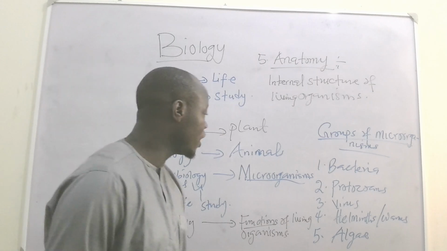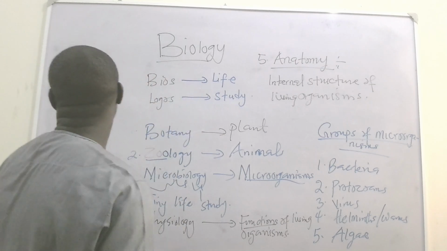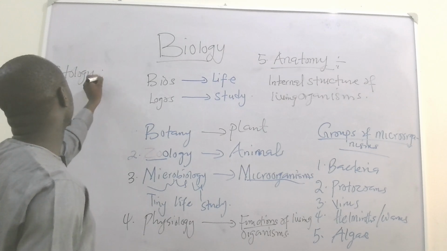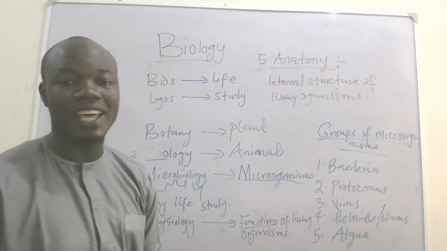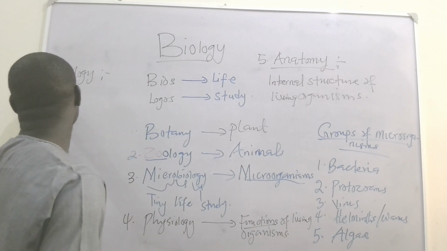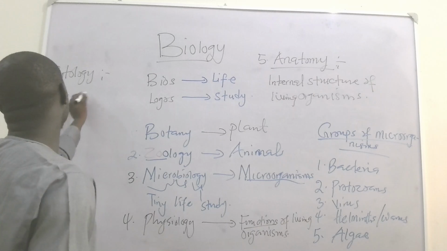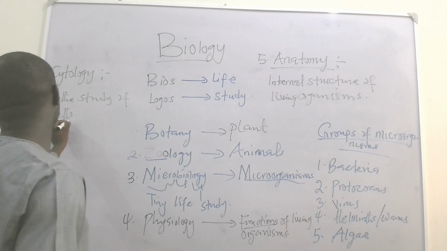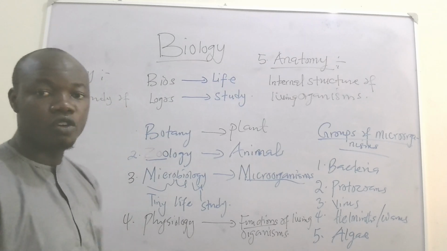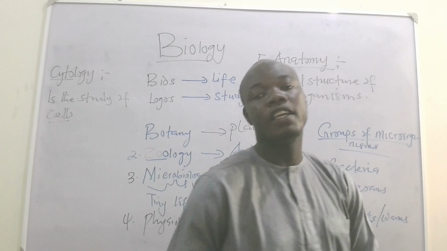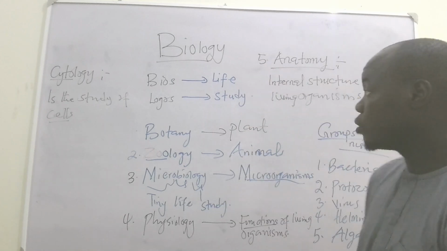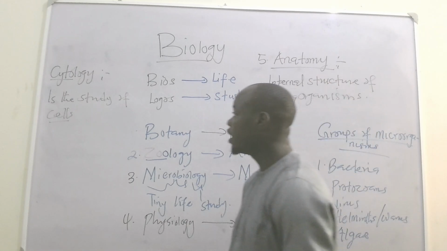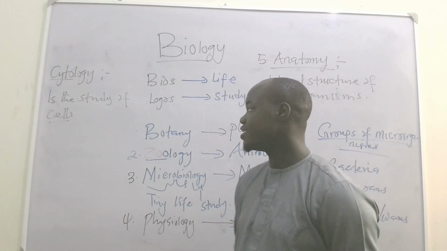And then another branch of biology apart from this is cytology. Cytology is the study of cells. Cyto means cell. That is why, in biology or physiology, whenever you see a word ending in cyte, it means that it's a cell.